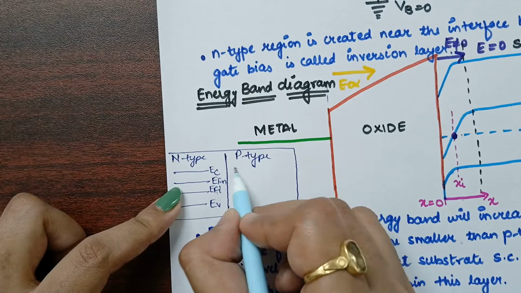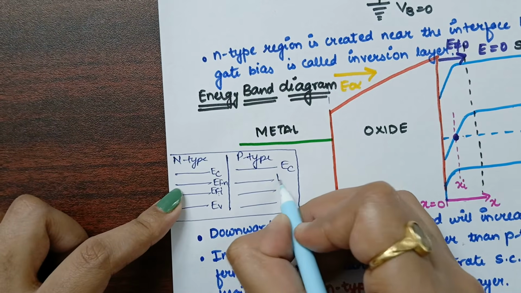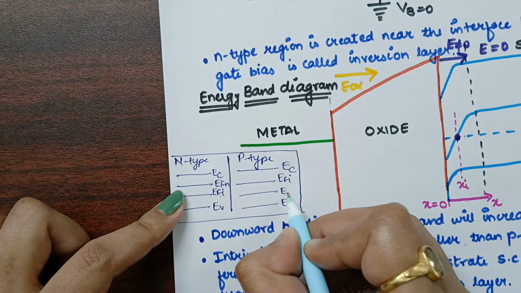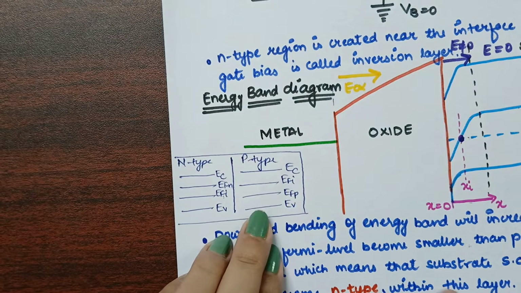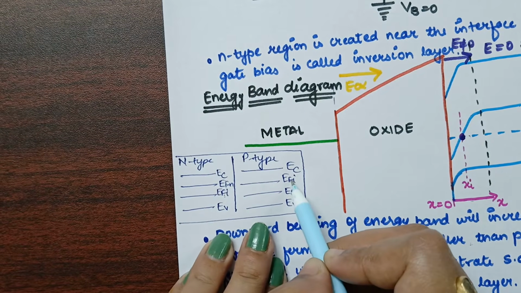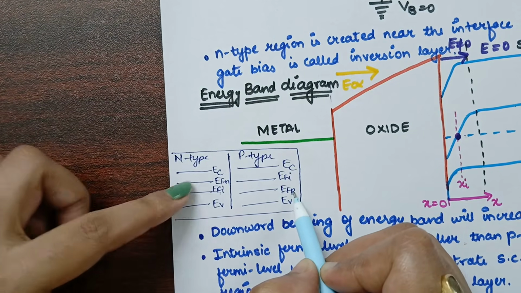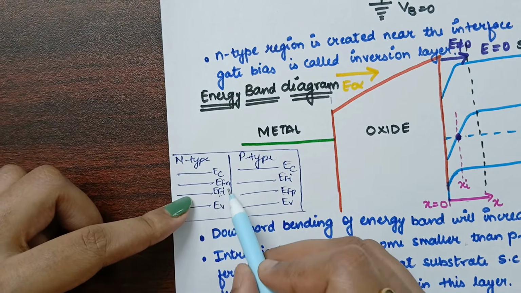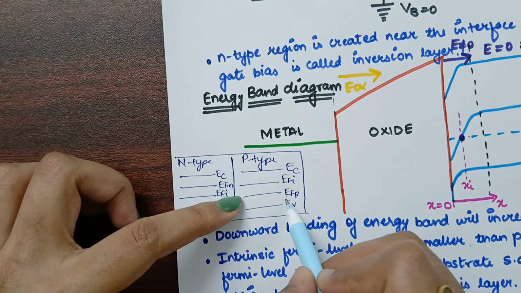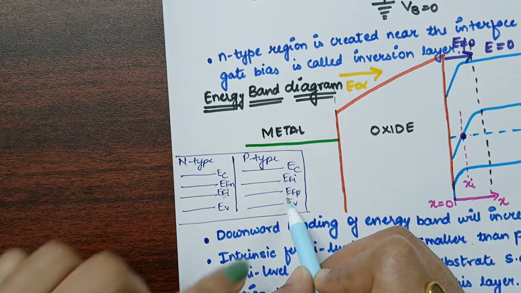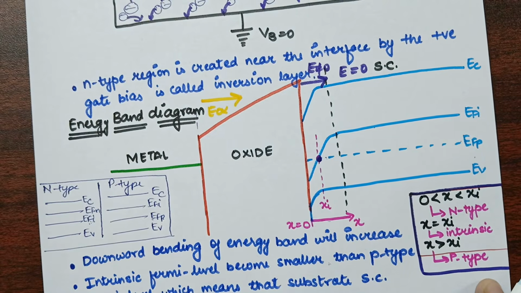If we consider the p-type, this is conduction, this is valence, and this will be EFI and this will be EFP. That is, in p-type material, what will you observe? The intrinsic Fermi level will be above the Fermi level of the p-type material. So this is the basic difference. Here the Fermi level of the n-type is above the intrinsic Fermi level, and in p-type the Fermi level is below the intrinsic Fermi level. Okay, so this is what we will observe in this particular diagram.